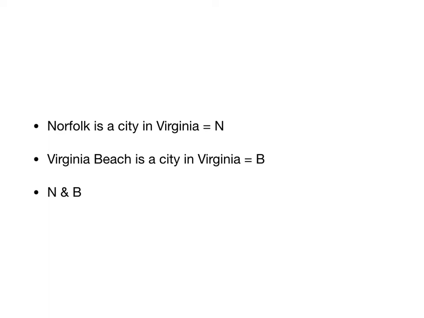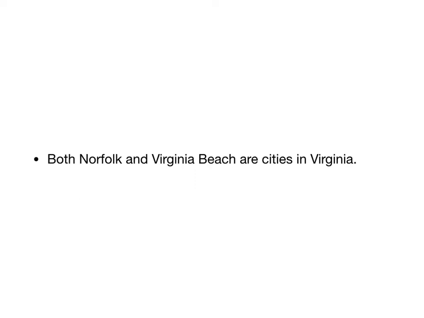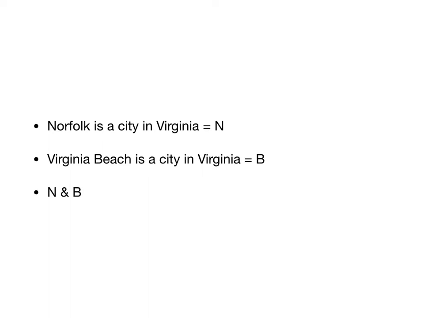Well, then we add one of our symbols. Here it's saying they both are. Well, our and symbol. Lavin uses a different one. I think this is better because it's way easier to access on your keyboard. The little ampersand. You'll see this in a lot of logic books. N and B, right? Norfolk is a city in Virginia, and Virginia Beach is a city in Virginia. We just pop our little and symbol in there, and we're done.